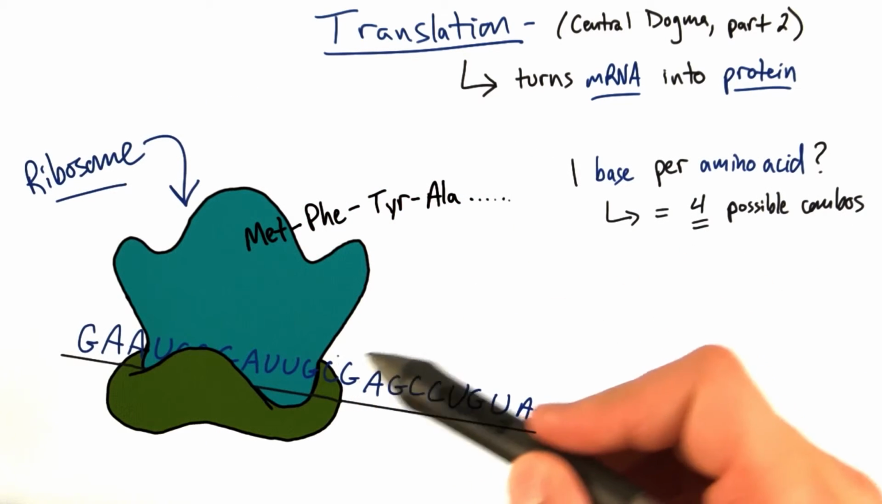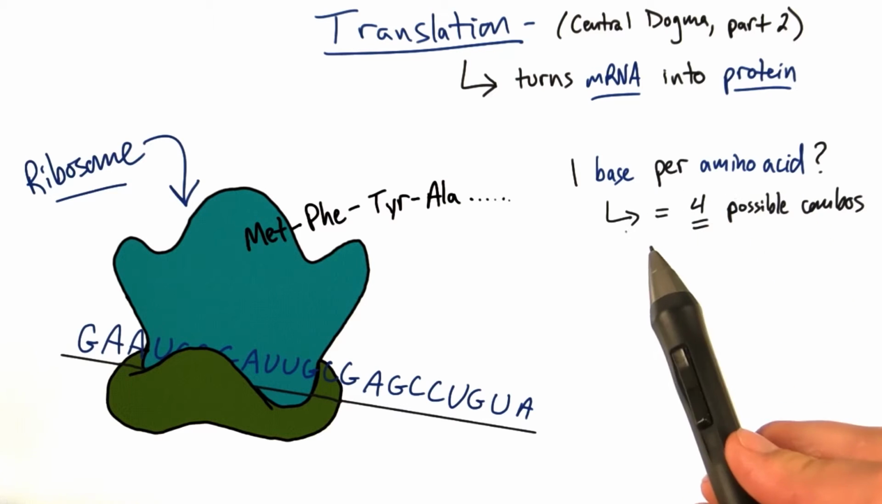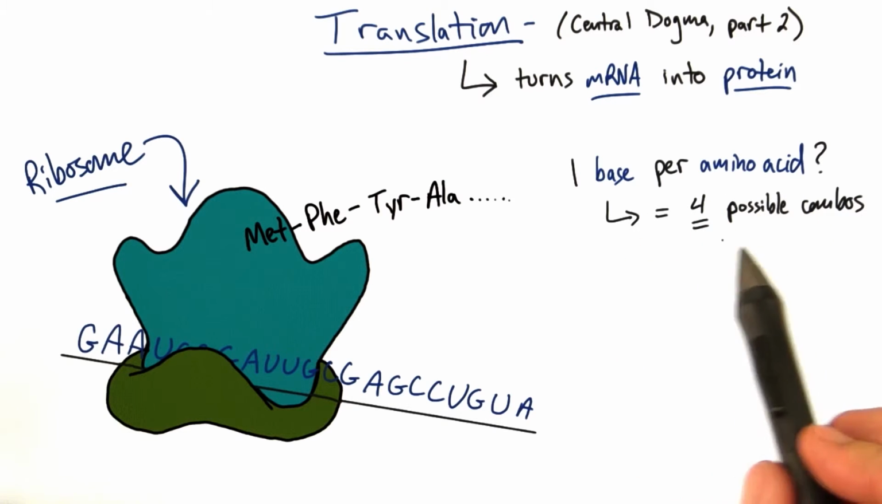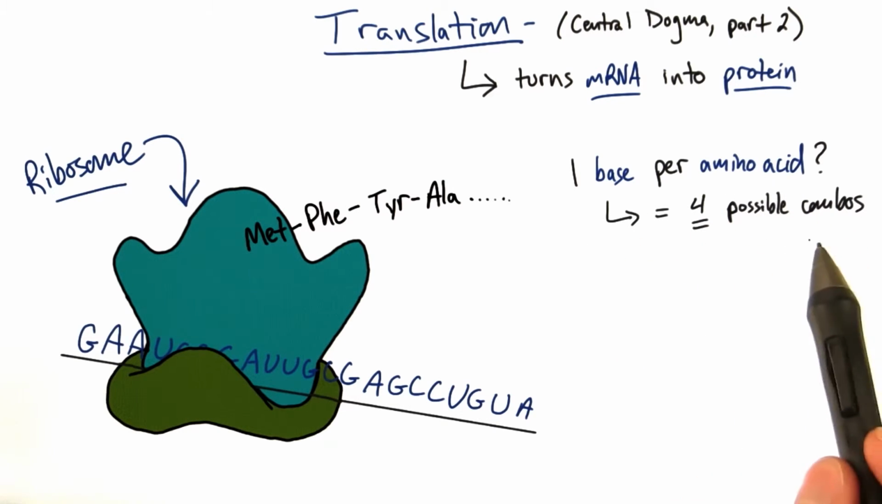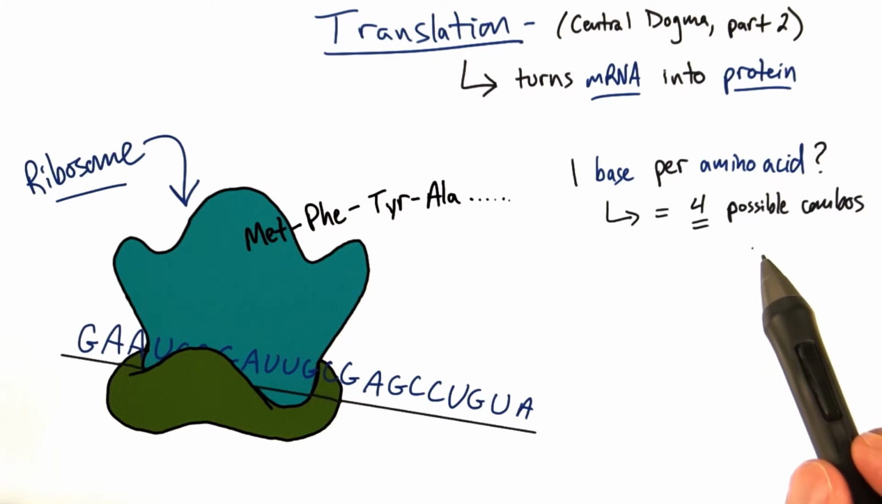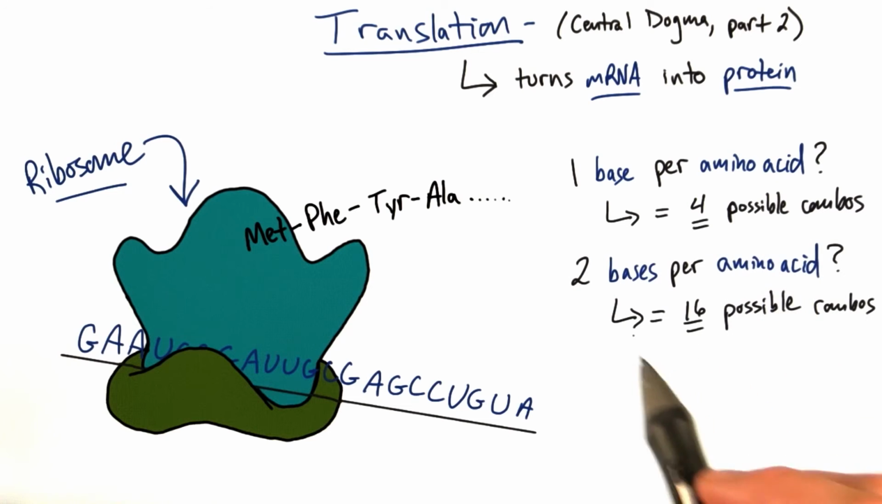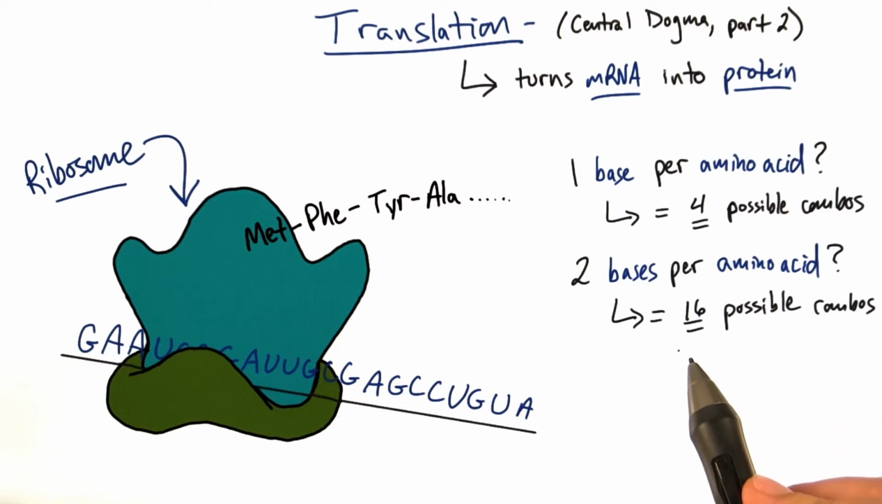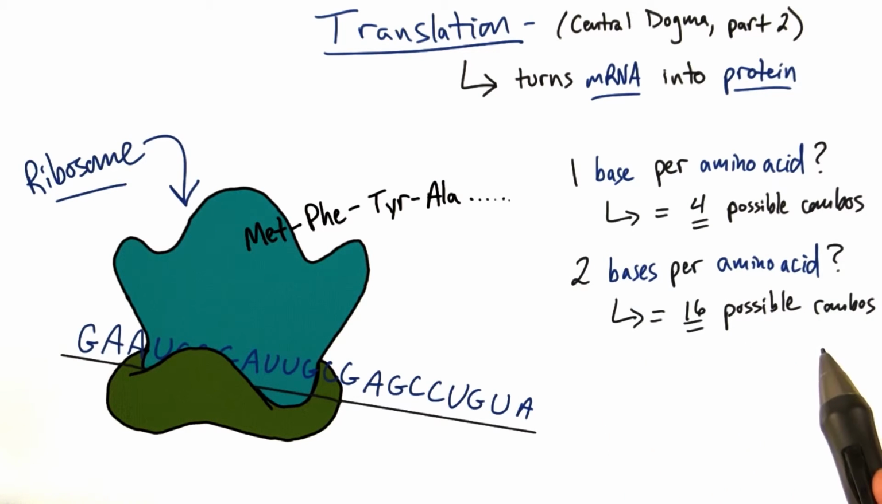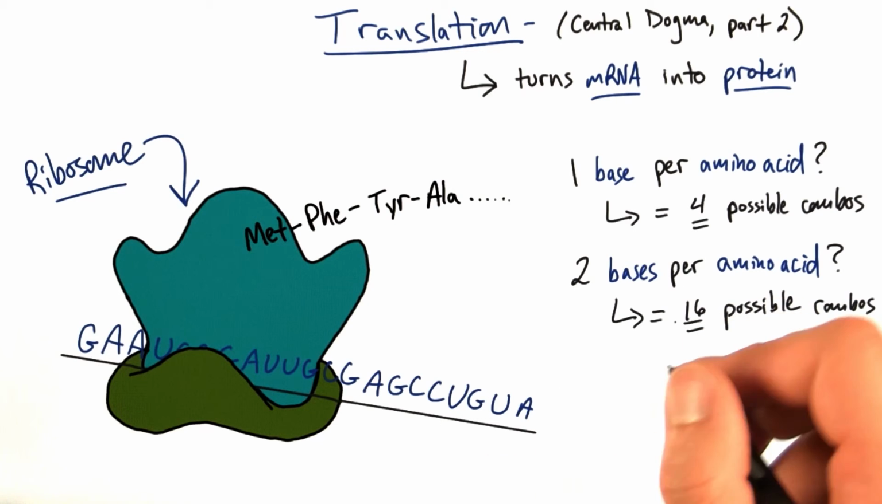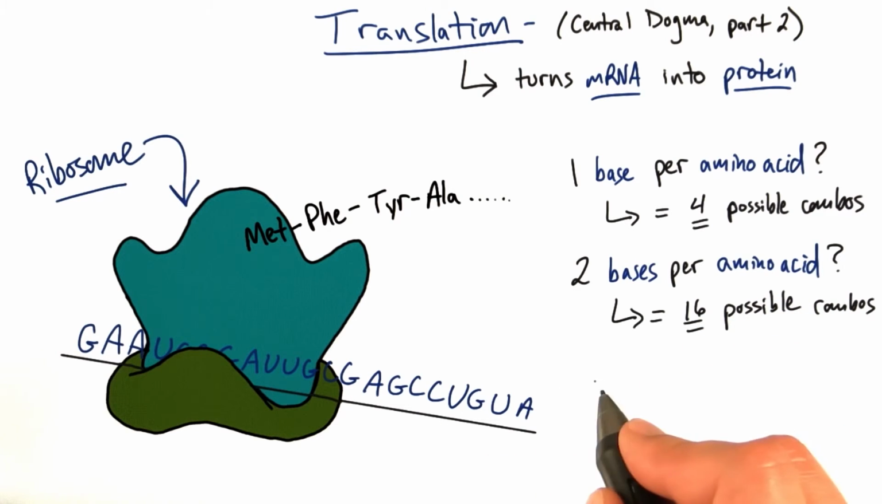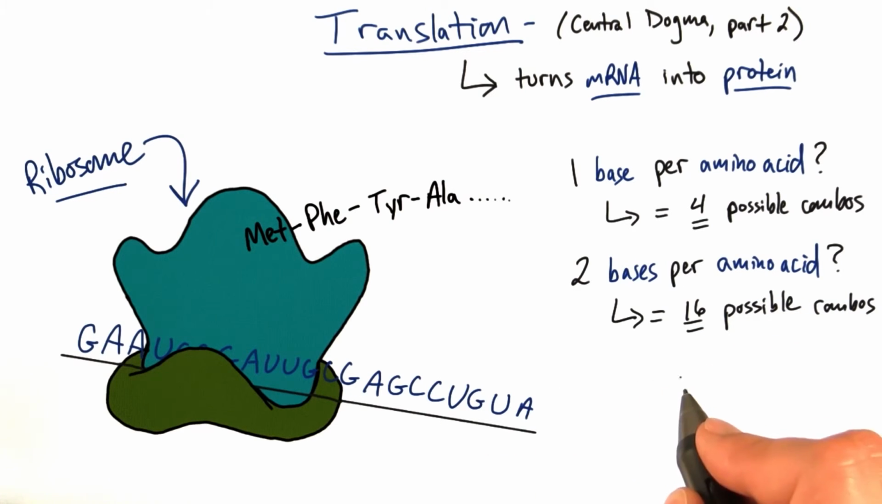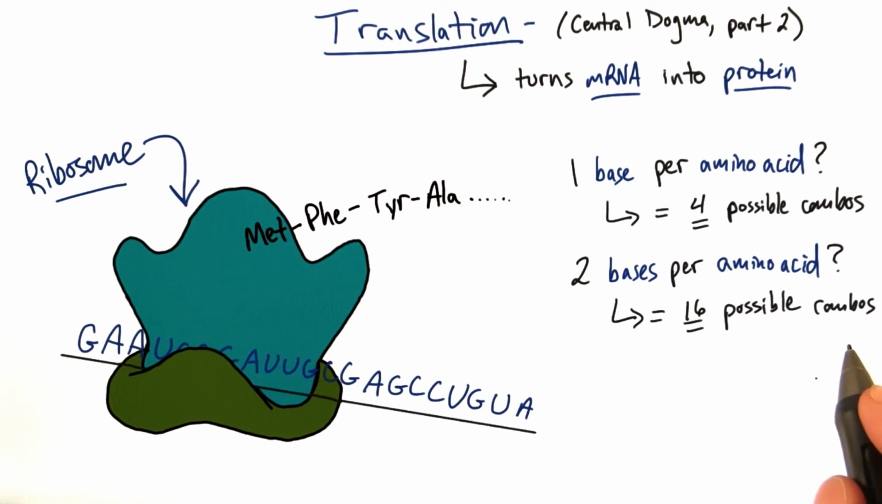Was it one base, one letter per amino acid? If true, that would only give us 4 possible combinations, an A, a G, a C, or a U, and we know that we have at least 20 amino acids to get to. If it's 2 bases per amino acid, then that would only be 16 possible combinations. Things like AG, AC, AU, GC, GA, GU, and so forth and so on. Only 16 combinations, but still 20 amino acids.